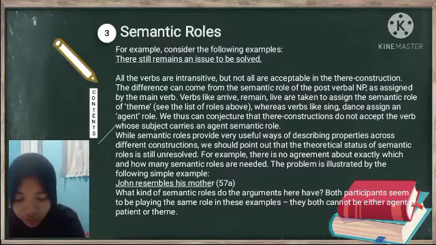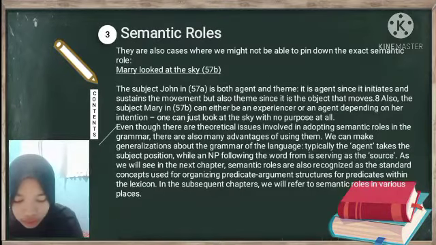There are also cases where we might not be able to pin down the exact semantic role. Take: Mary looked at the sky. The subject John in his book is both agent and theme. It is agent since it initiated and sustained the movement, but also theme since it is the object that moves. Also, the subject Mary can either be an experiencer or an agent, depending on her intention. One can just look at the sky without a purpose at all.